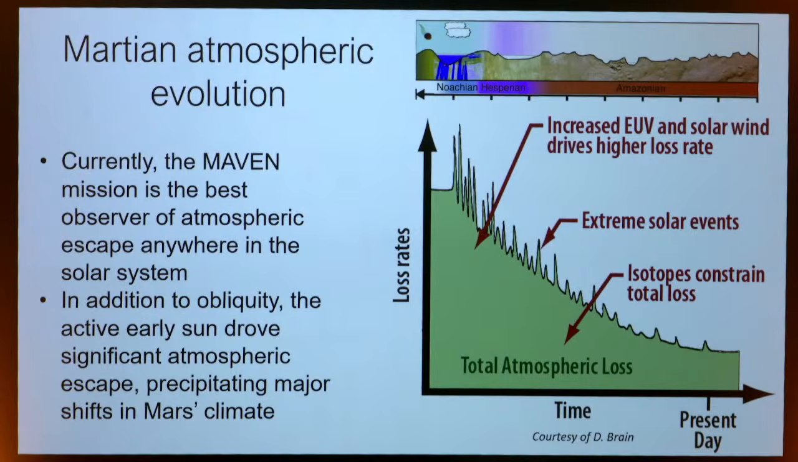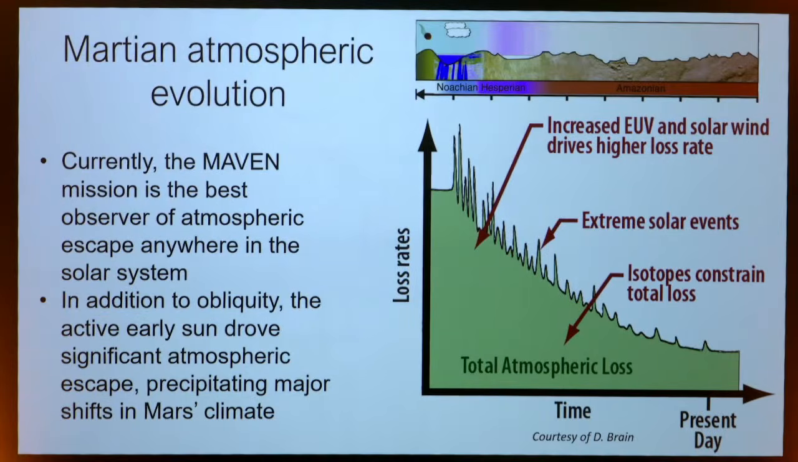So one of the things that's come up a lot during this workshop and conference is obliquity. But I want to point out that in addition to obliquity, the early active sun also drove huge and major changes in Mars's climate, with that same kind of veracity that we see when we think about these huge epochs of escape and then flattening out.